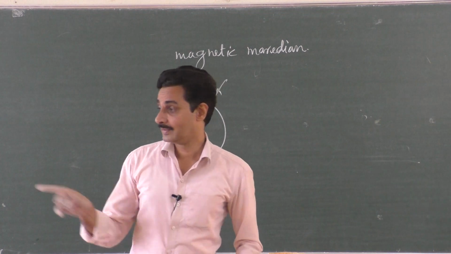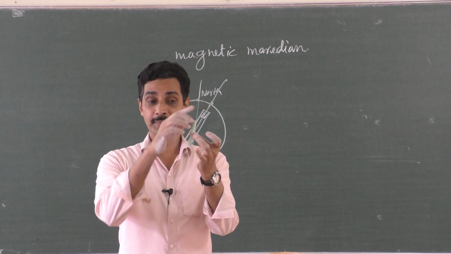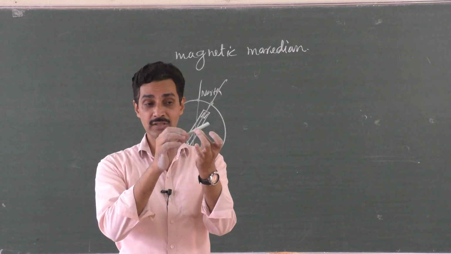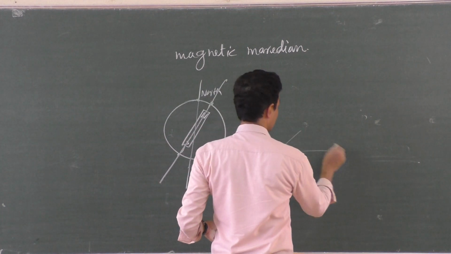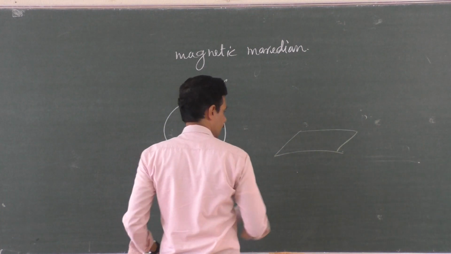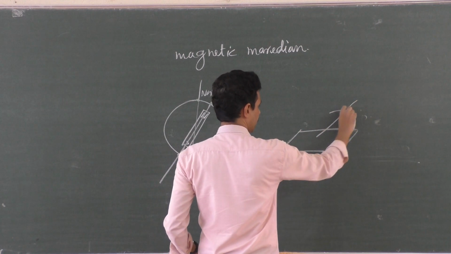Now you tell me that the dip needle should be rotating in the magnetic meridian, isn't it? Its plane should be the magnetic meridian. Then it will show the actual Earth's magnetic field. I have drawn a diagram here, right? This was the Earth's surface, and the Earth's magnetic field was like this. It was making some angle.